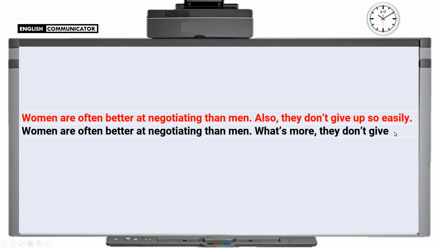So I just left the sentence open so you can use more combinations. You can't say "also they don't give up so easily." You say "what's more, they don't give up." Okay, so women are strong in negotiation, and what's more, they don't give up so easily. So that is a combination: one is a strong concentration or a focus, and if you want to mention something more in a logical way, you say "what's more, they don't give up."